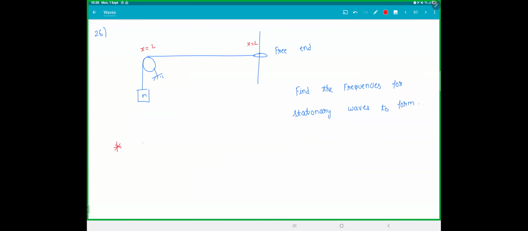Now try to get them. Then, you know, first possibility, second possibility, and so on.